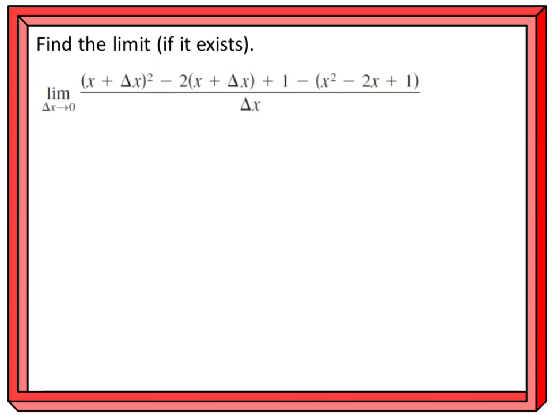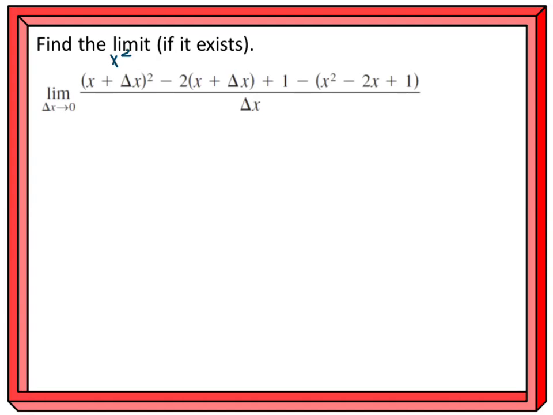So it's read the limit as delta x approaches 0 of, and then we have this complicated looking rational function: the quantity x plus delta x squared minus 2 times the quantity x plus delta x plus 1 minus, and then we have this whole quadratic that we're subtracting, x squared minus 2x plus 1, all of this over delta x.